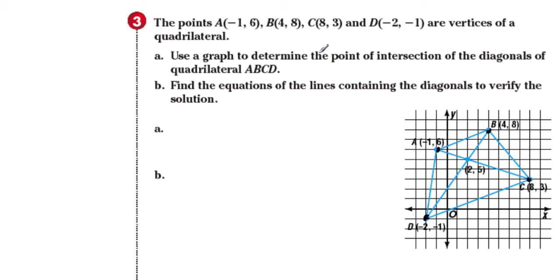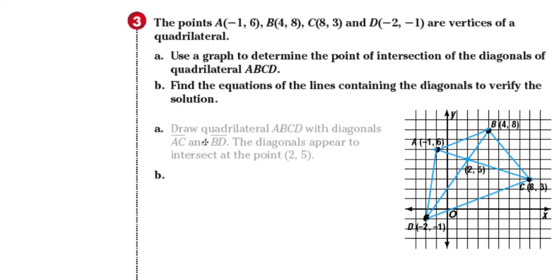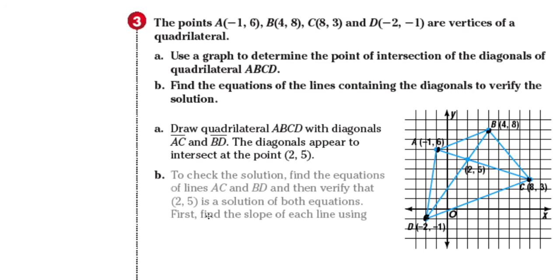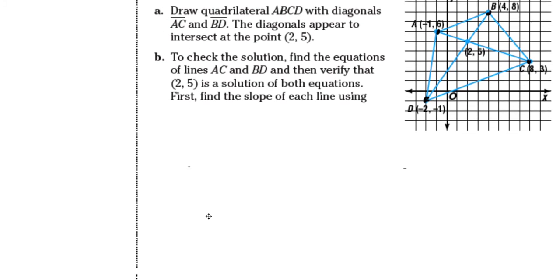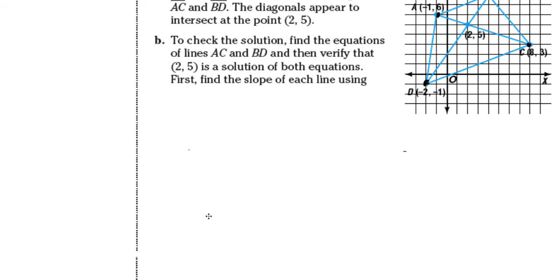Use a graph to determine the point of intersection of the diagonals of the quadrilateral ABCD for letter A, and find the equations of the lines containing the diagonals to verify the solution. So first things first, letter A is pretty simple. We draw quadrilateral ABCD with diagonals. That's what's here, and the diagonals appear to intersect at point (2, 5) right there. Then to check the solution, find the equations of lines AC and BD and verify that (2, 5) is a solution for both equations.